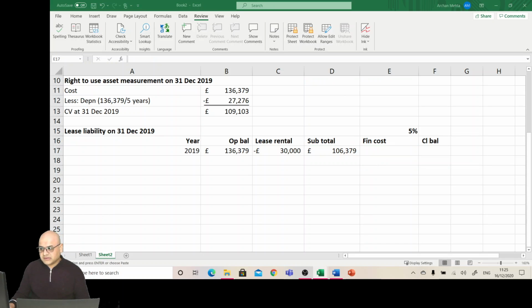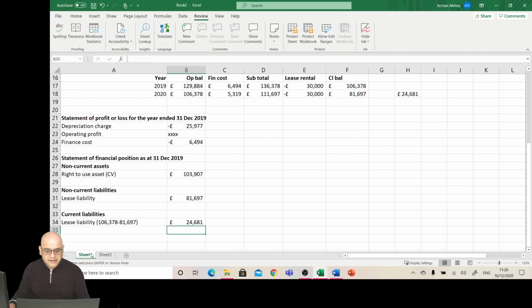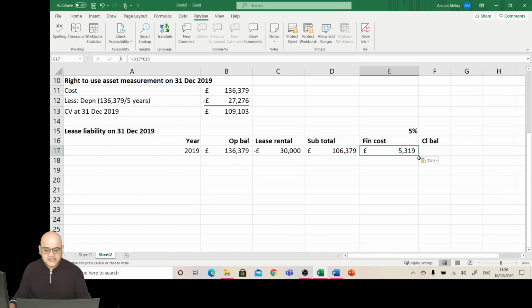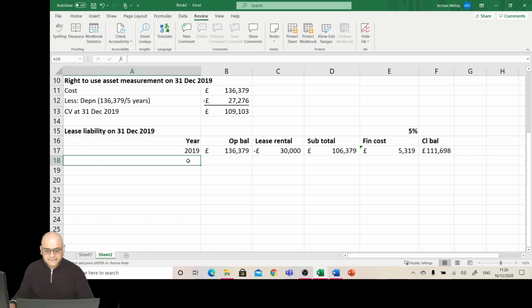Then the finance cost at 5% on the subtotal, so we have charged 5% on this figure. Okay, and therefore the interest, you can see, compared to the previous question, interest was higher, or the finance cost was higher. In this case, it is lower, and that's how we get the closing balance. Okay, let's make it slightly bigger so you can see.